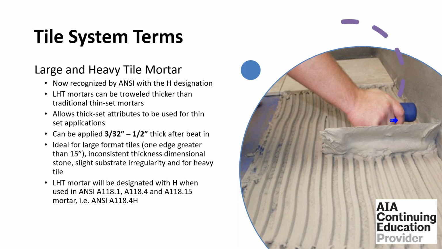Improved LHT can be troweled thicker than other materials. They can go as thin as 3/32 of an inch, the same thin application as regular thin set, or as thick as 1/2 inch after it's been beat in. This is really to compensate for large format tiles, heavy tiles, ones that want to sag or slump. So the LHT mortar, again, gets the designation of H. We'll talk about mortar designations again in this presentation, but you might see 118.1, 118.4, 118.15 mortars with the H after them, and that would be a large and heavy tile mortar.